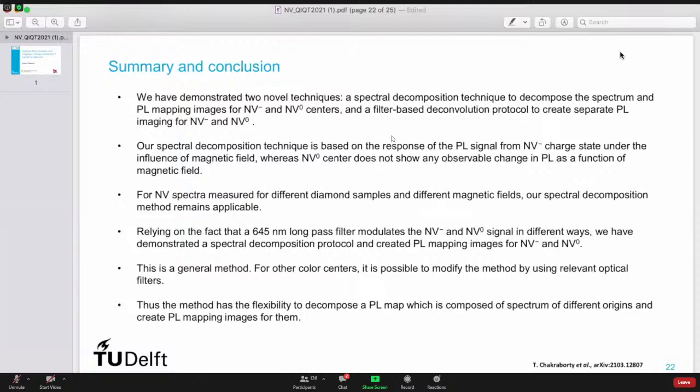It could be applied to any sample; one just has to choose the filter, take into account the spectrum and calculate the transmittivities. Then it can be applied to other defect centers as well. So basically, this method has the flexibility to decompose a PL map which is composed of spectra of different origins and create PL mapping images for them.